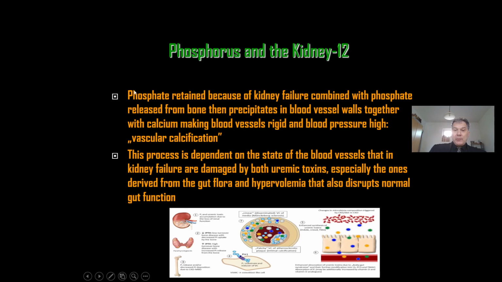Then not only does your blood pressure go up high, but also hypervolemia makes your gut less healthy. It disrupts the normal gut function and the normal gut flora. So you're going to have more of these uremic toxins, okay? And this will then impair the function of your blood vessels even more. So you have a vicious circle here, okay? So then phosphorus, salt and water all cause phosphorus and calcium precipitation, making your blood vessels that are already not normal even more abnormal, rigid, and your blood pressure is going to be high.